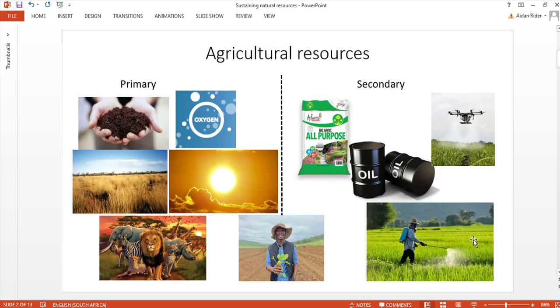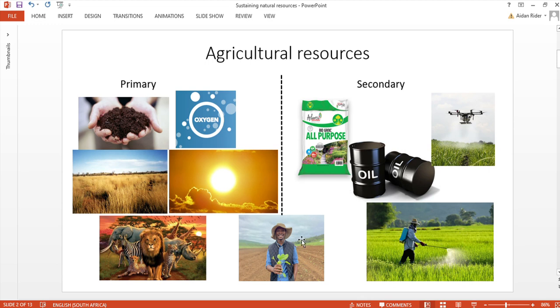Okay, so we have two types of agricultural resources, your primary and your secondary. Primary are things like oxygen, soil, the veldt, which the animals eat naturally, and the sun for solar energy, and all wildlife. And also humans. You see they are here in the middle of the partition. They are both primary and secondary. So this category are all things that occur naturally. Humans did not make it. It was there. And secondary resources are things humans made.